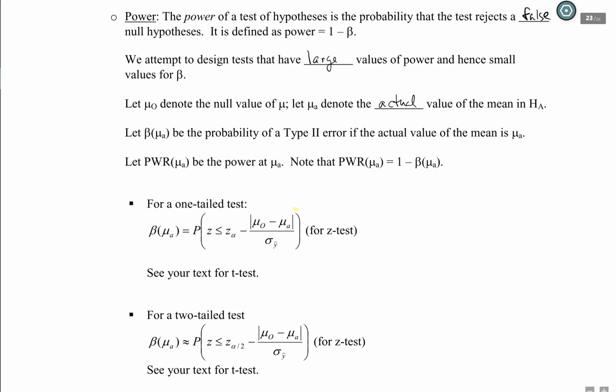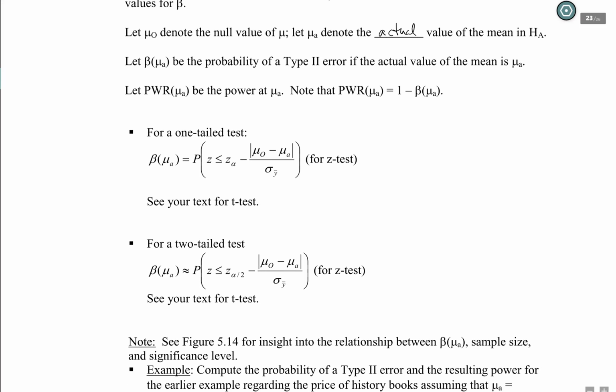For a two-tail test, we have a similar sort of formula, but this is what's different here. The subscript on the z is different. That critical value there is different to accommodate for the two tails, and actually this formula gives approximate values for that power, so be aware of that.